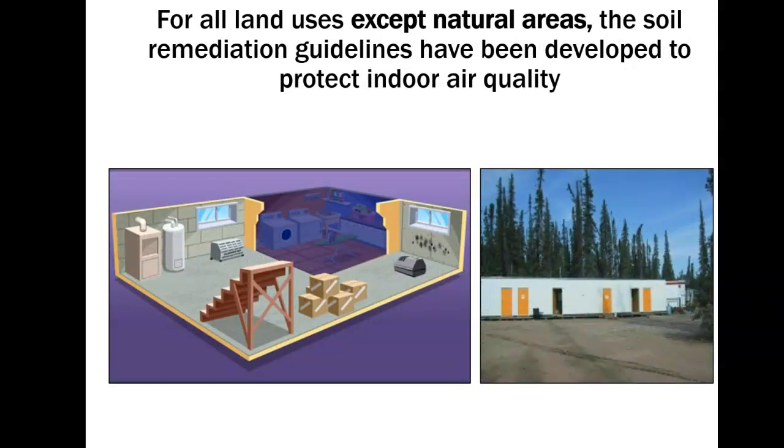For all land uses except natural areas, the soil remediation guidelines have been developed to protect indoor air quality. Now, why do we not have that for natural areas? It's because natural areas are not considered to have residences or outbuildings on them. But all of the other types of land uses do have buildings on them. And because of that, the contamination can go through the soil and eddy underneath the building, causing gaseous soil contamination to enter into, for example, a basement. That's a very typical thing to happen.